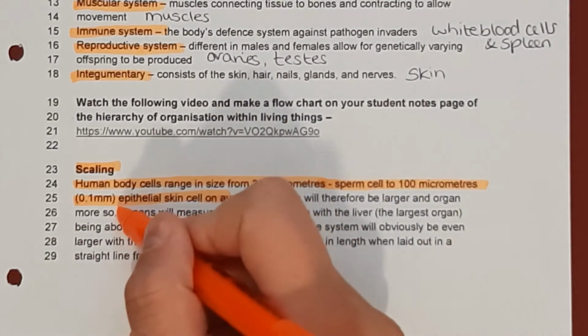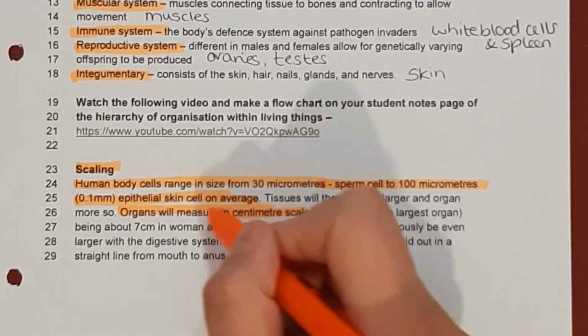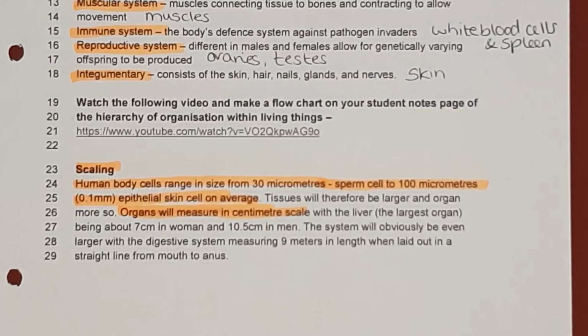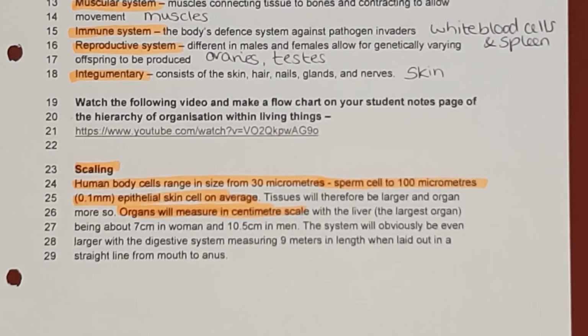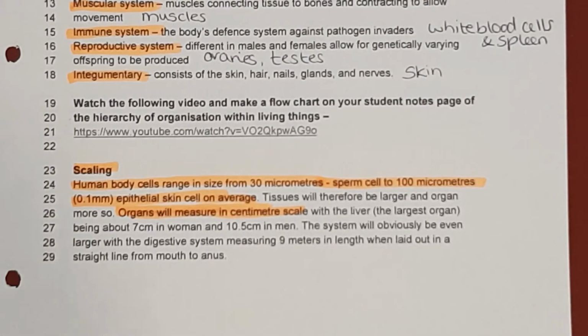Organs measure centimetre scale, with the liver being the largest organ, around 7 centimetres in women and 10.5 in men. The system is obviously even larger, with the digestive system measuring 9 metres in length when laid out in a straight line from the mouth to the anus. Of course, we're not 9 metres in length, it's all coiled up inside of us.